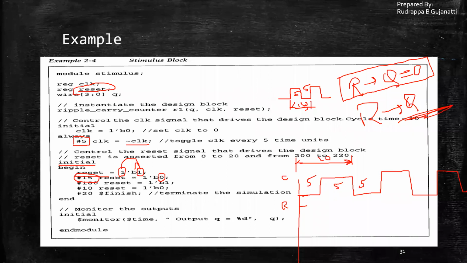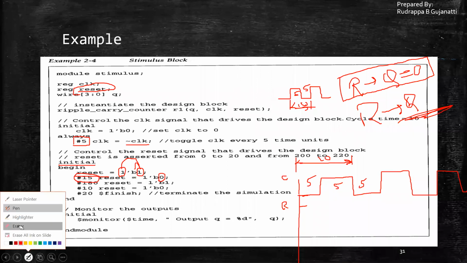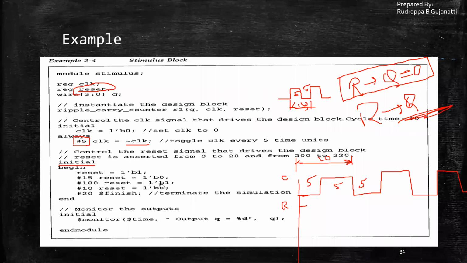So now it will be 1 up to how many units? If I observe here, initially you started off making the reset bit 1. If the reset bit is 1, what does it imply? Q will be equal to 0. So this will be 0 unless and until reset becomes 0. When does reset become 0? When 15 units have passed. So 15 units implies 5, 5, 5, so somewhere here.